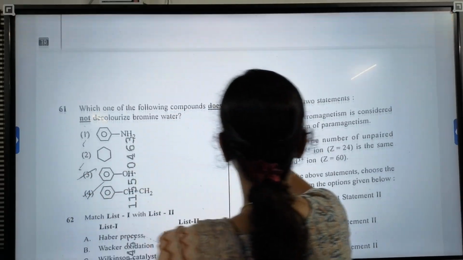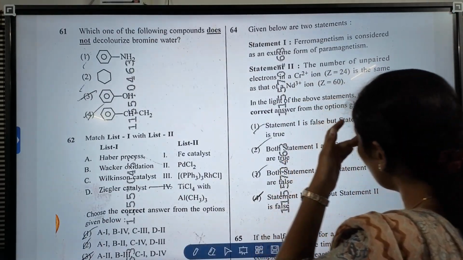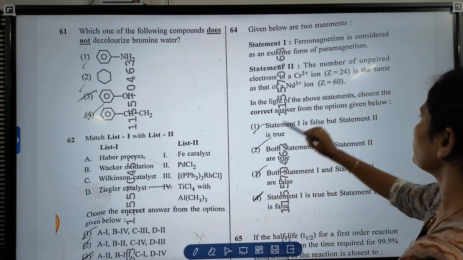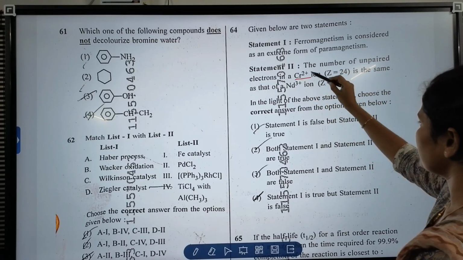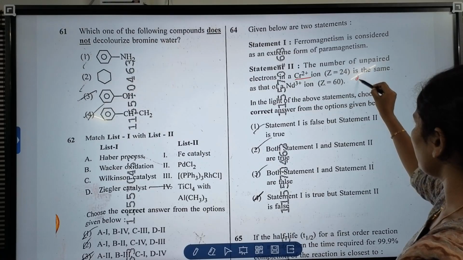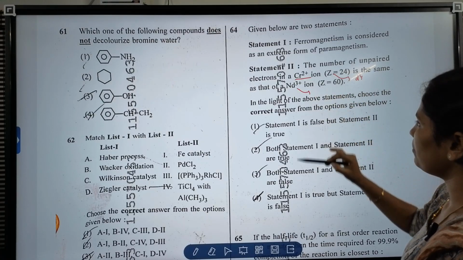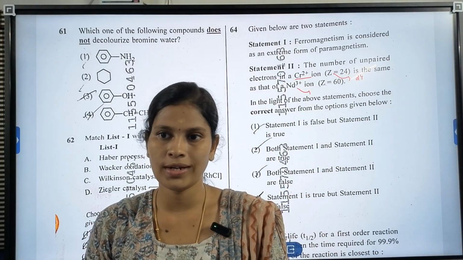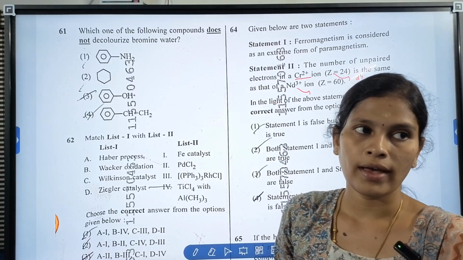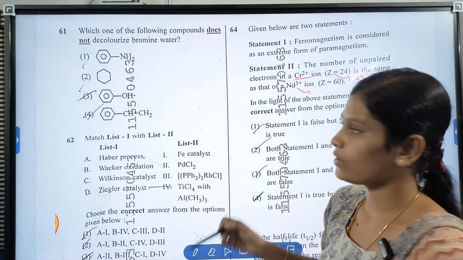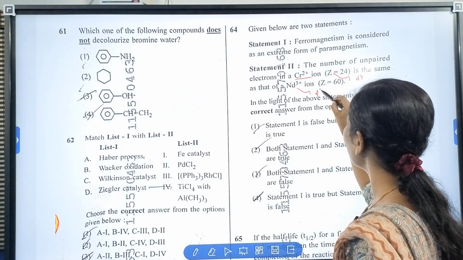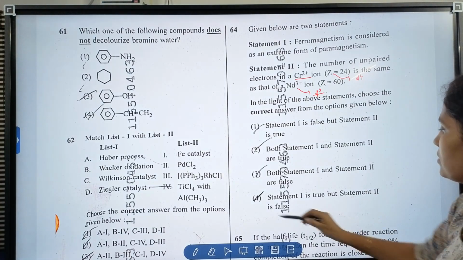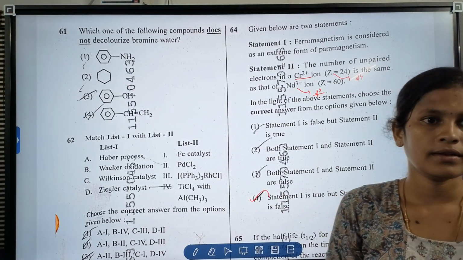Question number 64. Ferromagnetism is considered as an extreme form of paramagnetism. That is correct. The number of unpaired electrons in chromium is actually 6. After removal, it will have d4. But neodymium, after removal of 3 electrons, has 6 electrons like f4, s2, d0. So it's f4 and s2. After removal of 3 electrons, it will have an f3 configuration. So the first statement is correct and the second statement is false, right? Okay.